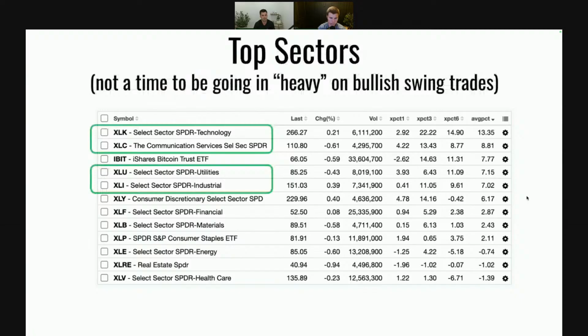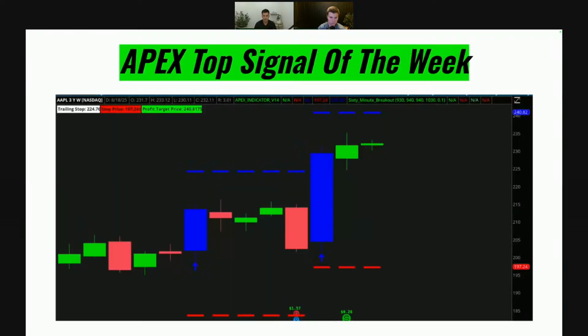So again, same thing this week. For my top sectors, we're going with the same sectors. We like technology, communications, utilities, and industrial stocks. And I'm, for the most part, staying away from all of the rest. So for the nitty gritty, what trades do we like this week? Well, we like technology at the top of our list.